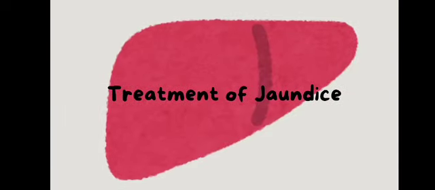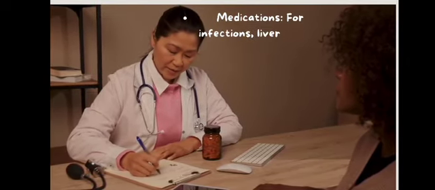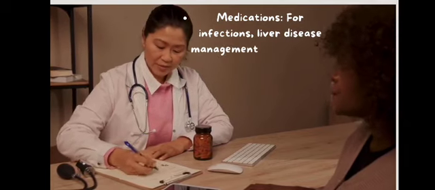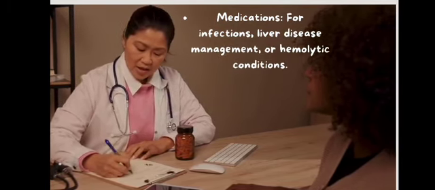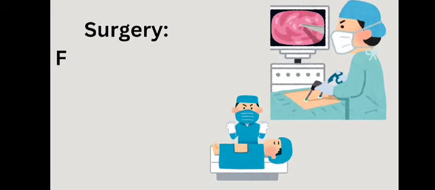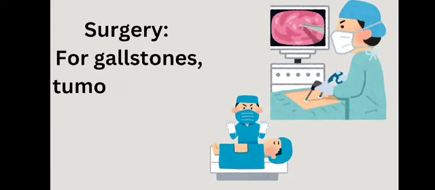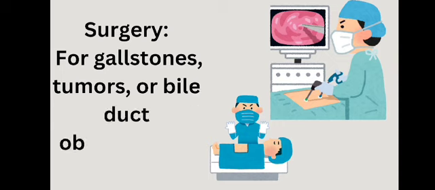And after that, we will see the treatment of this jaundice. Firstly, we will go for medications to treat infections, manage liver disease, and address hemolytic conditions. And after that, if the condition is severe, we will go for surgery for gallstones, tumors, or bile duct obstructions.